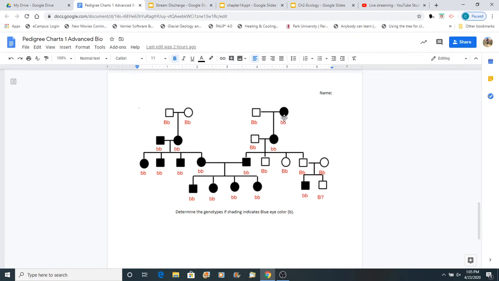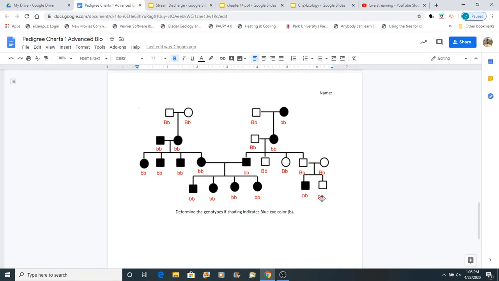We go over here. Mom had blue eyes, daughter had blue eyes. Dad must also donate the blue eye allele, therefore he's heterozygous. In this case, these two individuals had one offspring that had blue eyes, so dad too must have donated a recessive allele to make that child have blue eyes. Down here, two individuals that have brown eyes, but yet one blue-eyed child, which means they're both heterozygous.